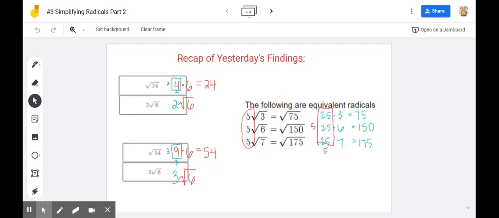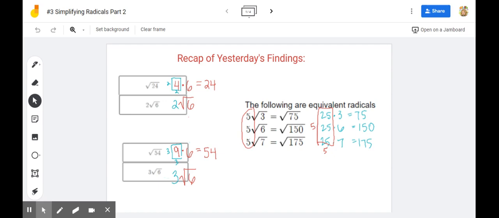So, yesterday we were playing around with simplifying and giving some equivalent expressions. This was just a quick little recap from what we had discussed yesterday: finding the square root of 24 is like saying 4 times 6, or 2 times 2 times 6, which gave you 2 square roots of 6 as the simplified form.